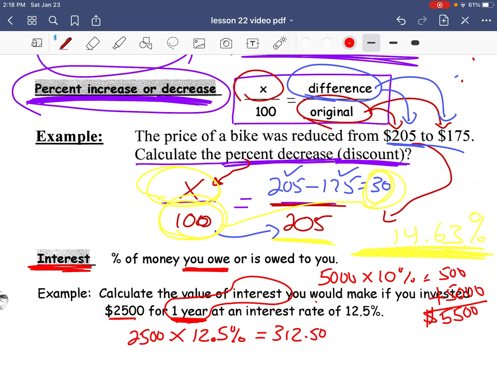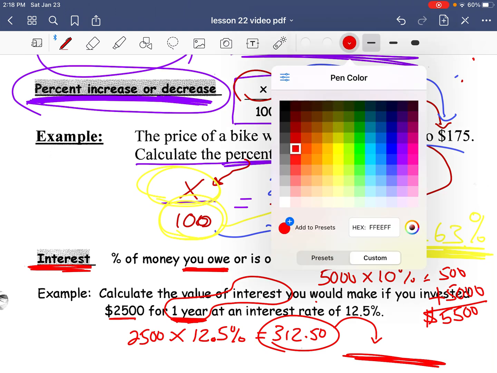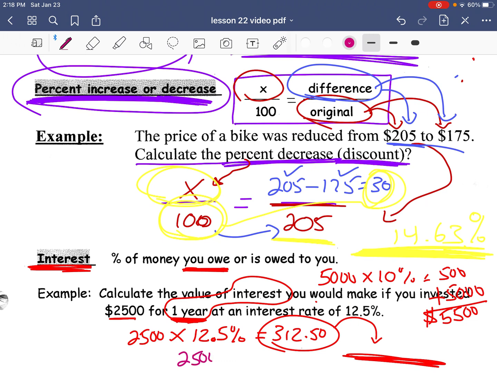So here, answer the question. They're saying calculate the value of interest you would make if invested. Here they're asking you how much money's in the bank just from interest would be this. If they asked you what was the total amount of money in both your interest and your principal amount, so this is the principal that you put down, plus this would be your answer. But for this question, this is your answer because they're just asking you what's your interest you're going to make. It's not asking you what is left in the bank account in total.